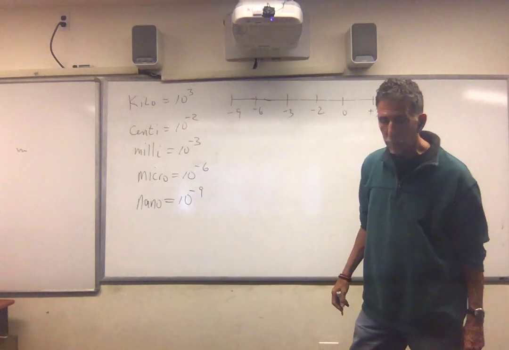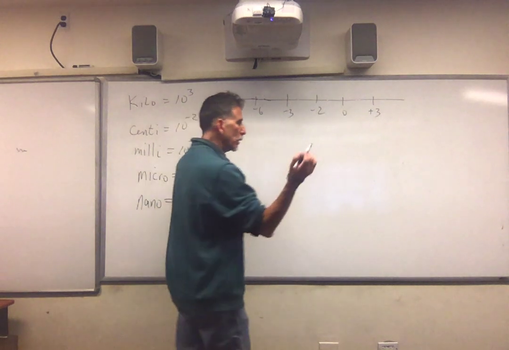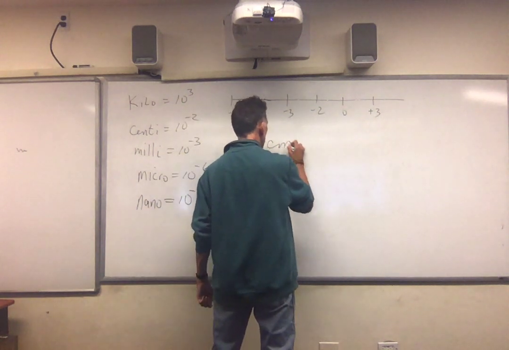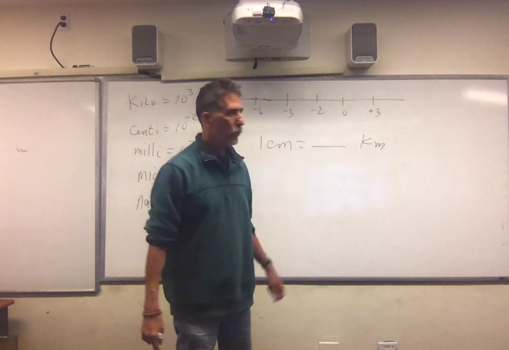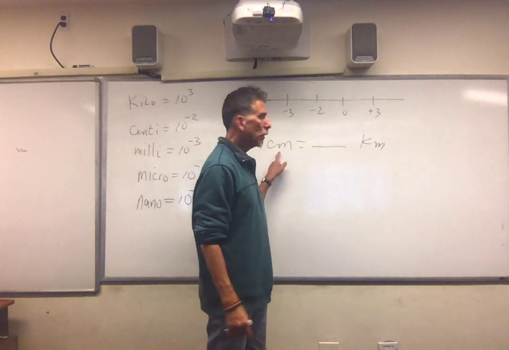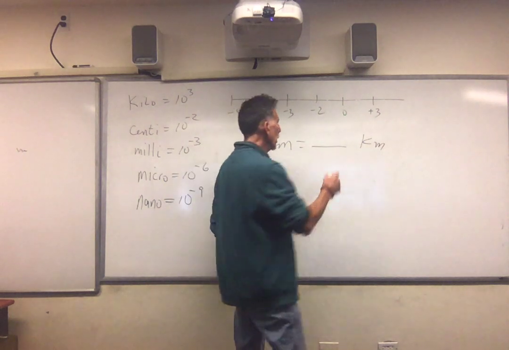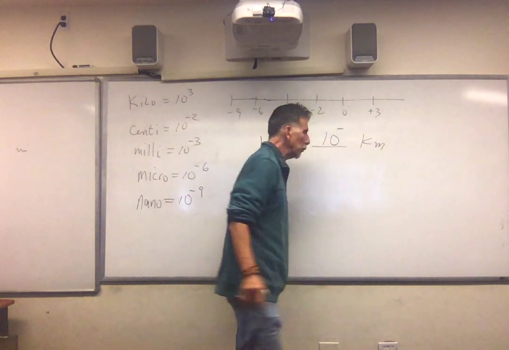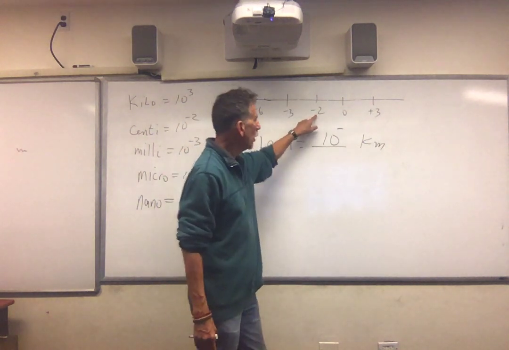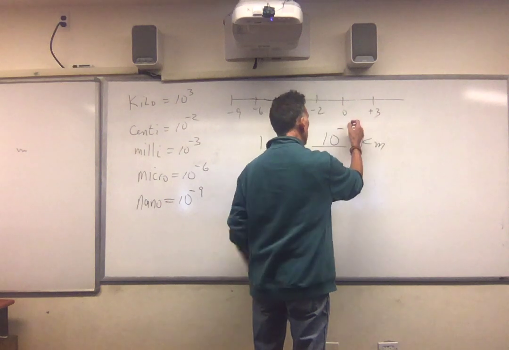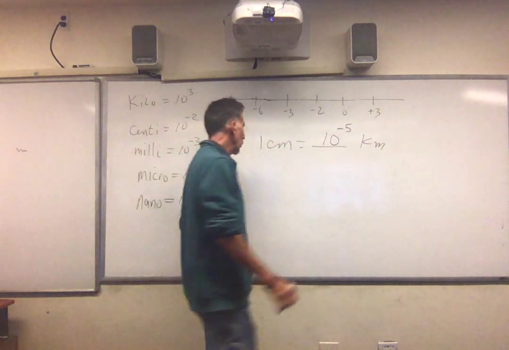Okay, so let's do a couple of quick conversions, see if we remember what we did the last time. So let's convert. 1 centimeter is how many kilometers? Now remember our silly rule. If this was bigger than that, bigger is negative, contrary to what we learned. Bigger is negative, so we're going to put a negative power. Now we count the steps. Centi is minus 2. Kilo is plus 3. 5 steps. Fantastic.